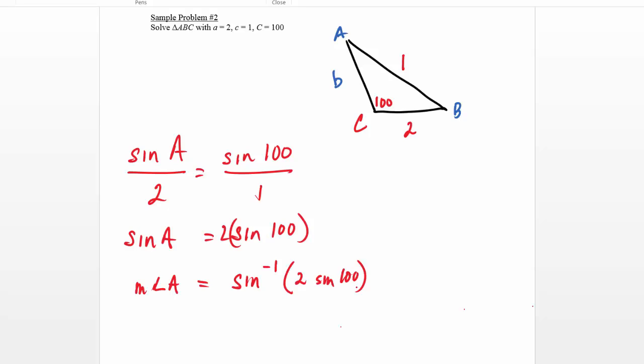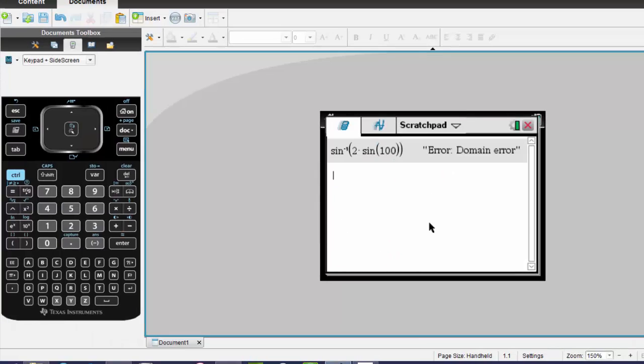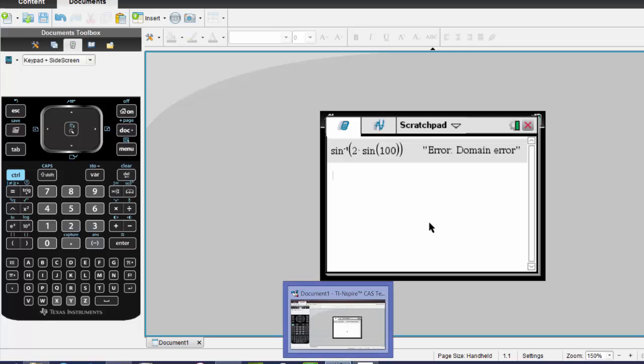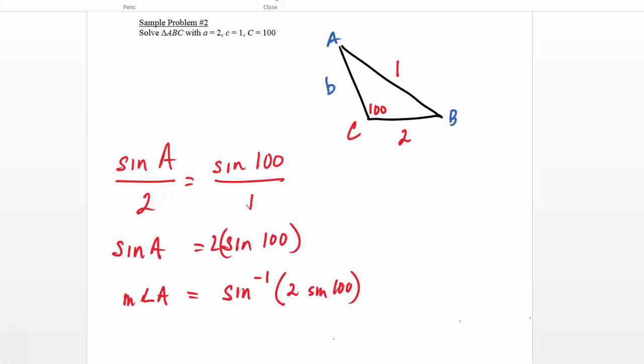Okay, so at this point, I know that the measure of angle A is going to be the inverse sine of 2 times the sine of 100. So let's go ahead and put that into our calculator. You can see here, we actually get an error. We get a domain error, basically telling us that this isn't a real possibility. What that's telling us, and what you probably figured out by looking at the triangle, is that the triangle here doesn't exist. So really there's no solution.